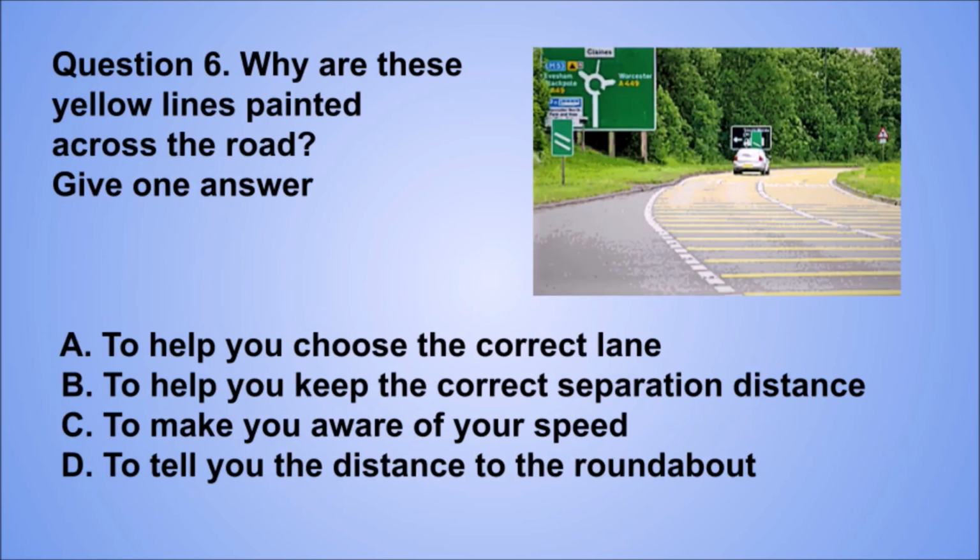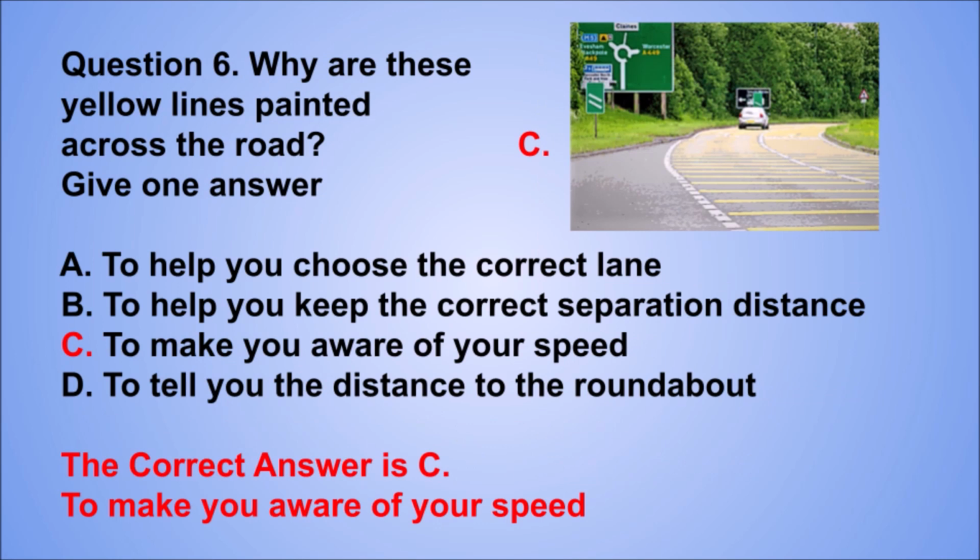Question 6. Why are these yellow lines painted across the road? Give one answer. A. To help you choose the correct lane. B. To help you keep the correct separation distance. C. To make you aware of your speed. D. To tell you the distance to the roundabout. The correct answer is C. To make you aware of your speed.